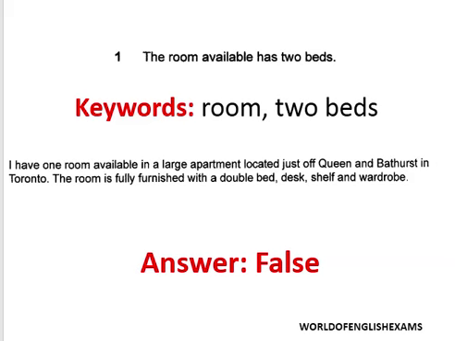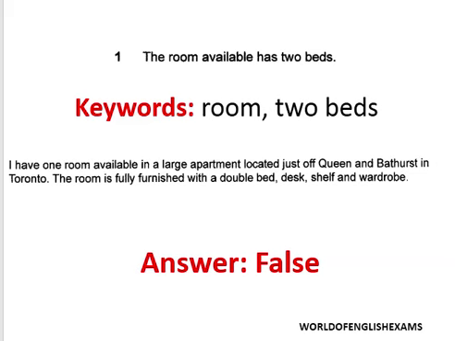So now let's look at the context. I have 1 room available in a large apartment just located just off Queen and Bathurst in Toronto. The room is fully furnished with a double bed. Here, a indicates one. There is one double bed, but what is given in the question? There are two beds. But here they are telling that there is only one bed. That is a double bed.